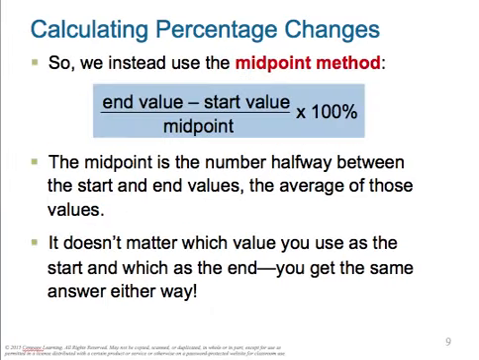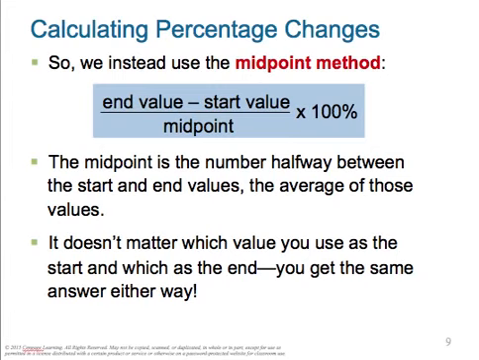However, to avoid this, we use what's called the midpoint method when calculating percentage changes. We simply take the end value minus the start value, nothing's changed there. However, instead of dividing by simply the start value, we take the midpoint. The midpoint is the number halfway between the start and end values, the average of those values essentially. So if you remember in our previous example, the start value was 200 and the end value was 250. The midpoint would be 225.